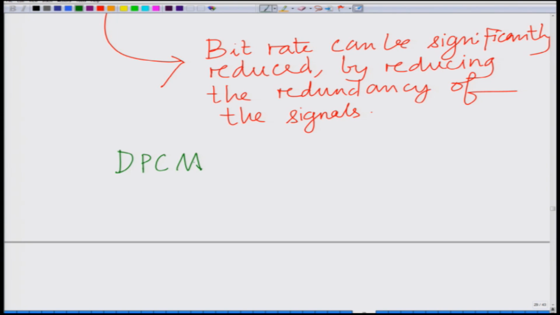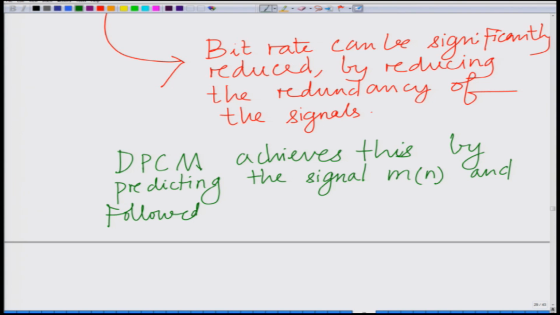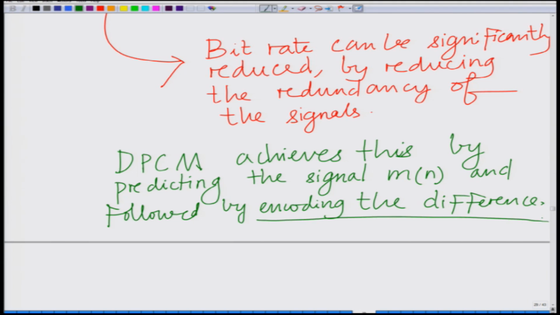DPCM achieves this by predicting the signal sample Mn, followed by encoding the difference. That is the differential modulation aspect.